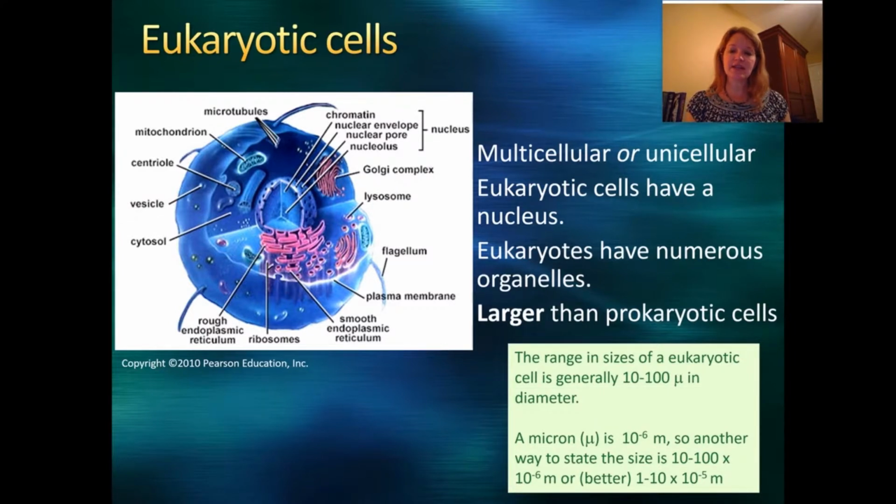The range in sizes that we see in a eukaryotic cell is generally 10 to 100 microns in diameter. Some are quite a bit larger. Some of the protozoa can get quite a bit larger than that. And even some of the human immunological cells, like macrophages, are also larger than that. Then there are also some that are smaller. Yeast are generally smaller than 10 microns. And even the human red blood cells are also about 8 microns in diameter.